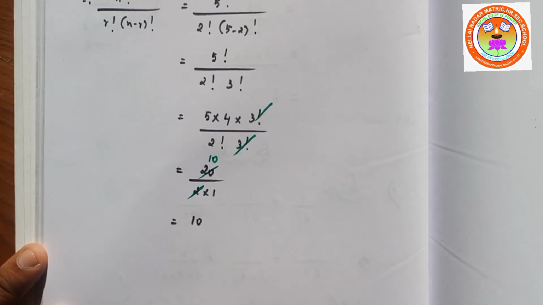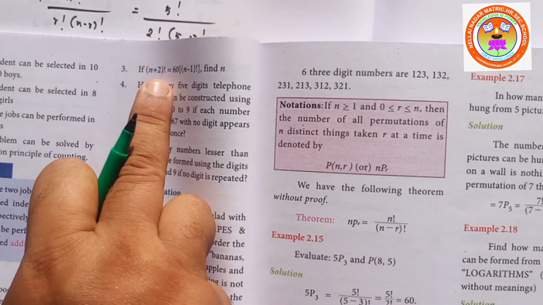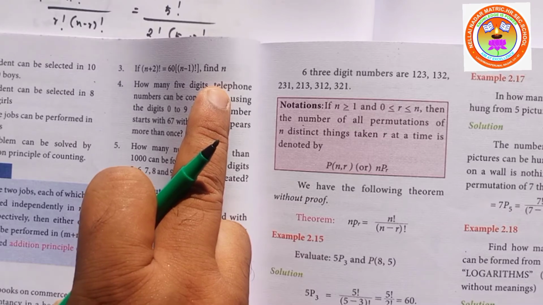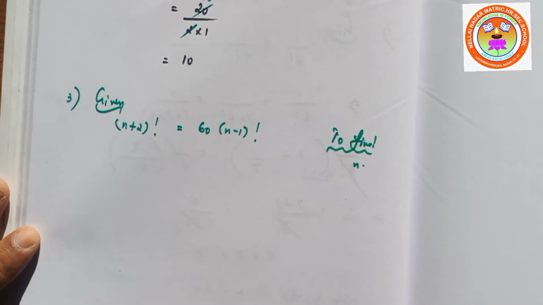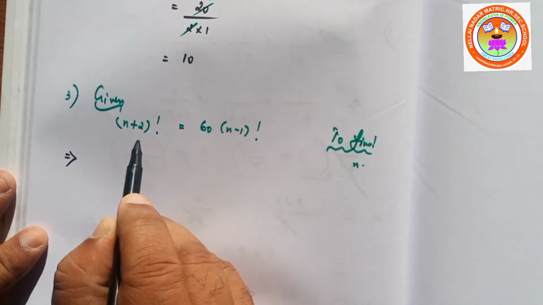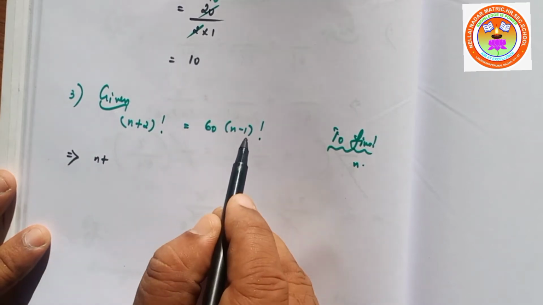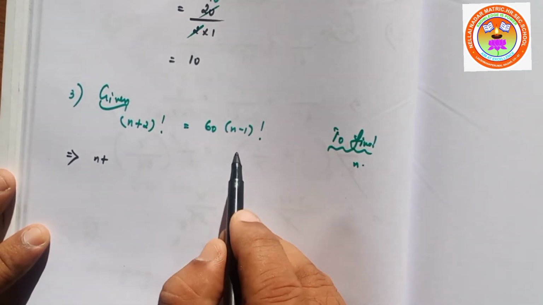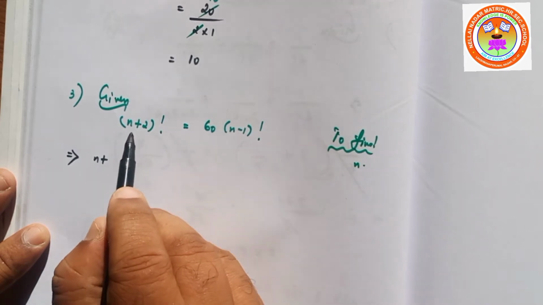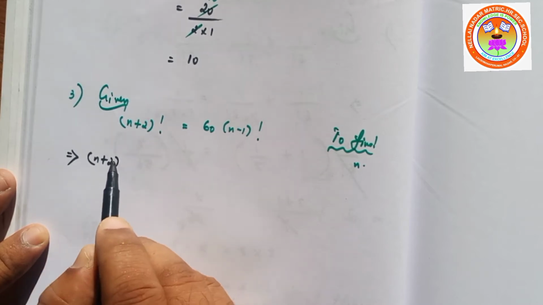Now I'll be doing problem number 3. Now problem number 3, you are given n plus 2 factorial, that is equal to 60 into n minus 1 factorial. Find the value of n. N plus 2 factorial itself can be written as, because out of these two, n plus 2 factorial and n minus 1 factorial, obviously n minus 1 factorial is smaller. So we have to write that as it is. Then we have to change n plus 2 factorial only. So write that n plus 2 as it is.